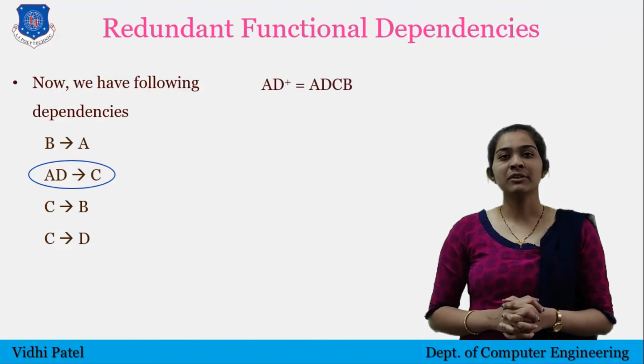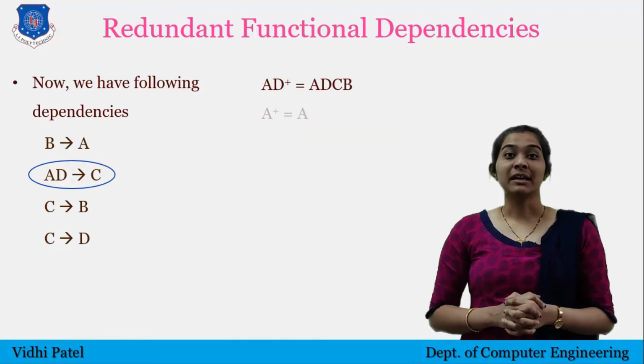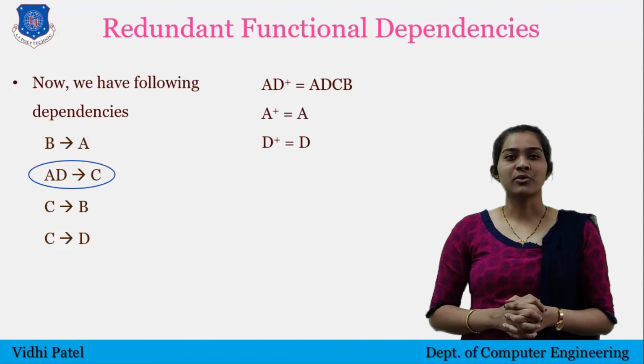Now exclude D from AD and find the closure set of A. We get A only, which is not the same, so D cannot be excluded. Now exclude A from AD and find the closure set of D. We get D only, which is not the same, so A cannot be excluded. We can say that there is no redundancy in the AD determines C dependency.